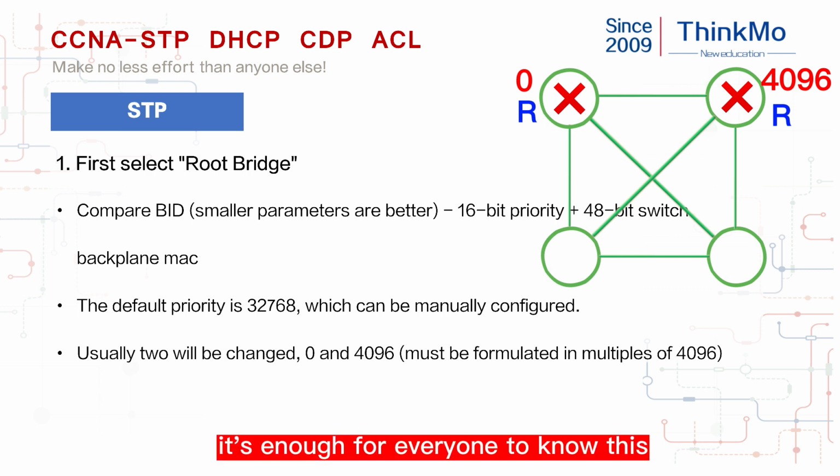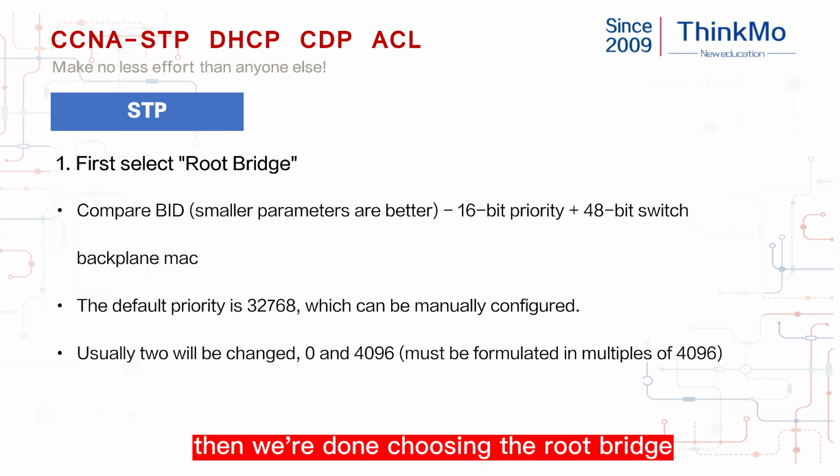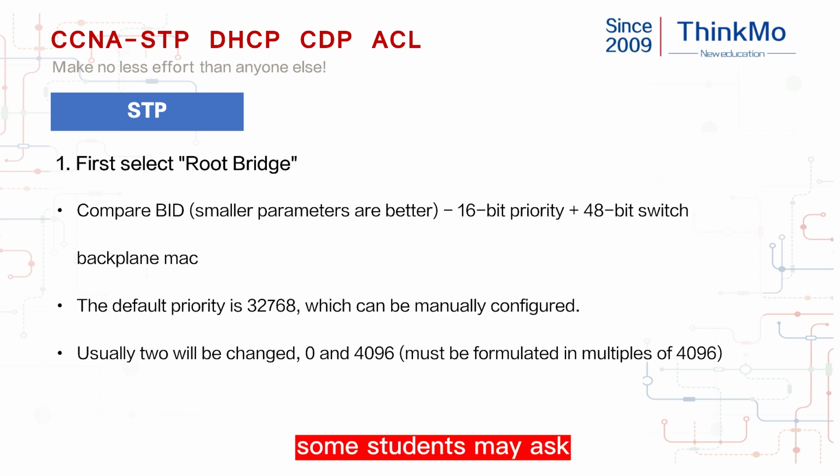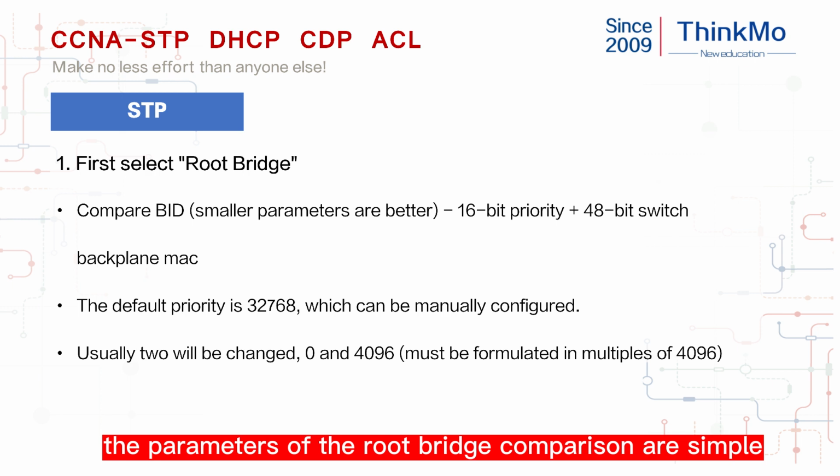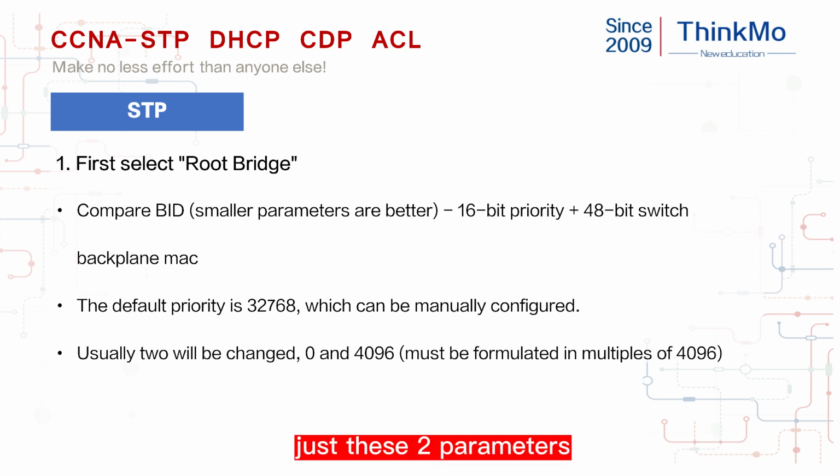It's enough for everyone to know this. Then we're done choosing the root bridge. There will only be one root bridge. Do you think there may be 2 root bridges? Some students may ask whether these parameters will not compare. It won't happen, because as we learned before, the MAC address is globally unique and will not be repeated. So we must be able to compare. There is no doubt that the parameters of the root bridge comparison are simple: just these two parameters, and a comparison will produce the result.